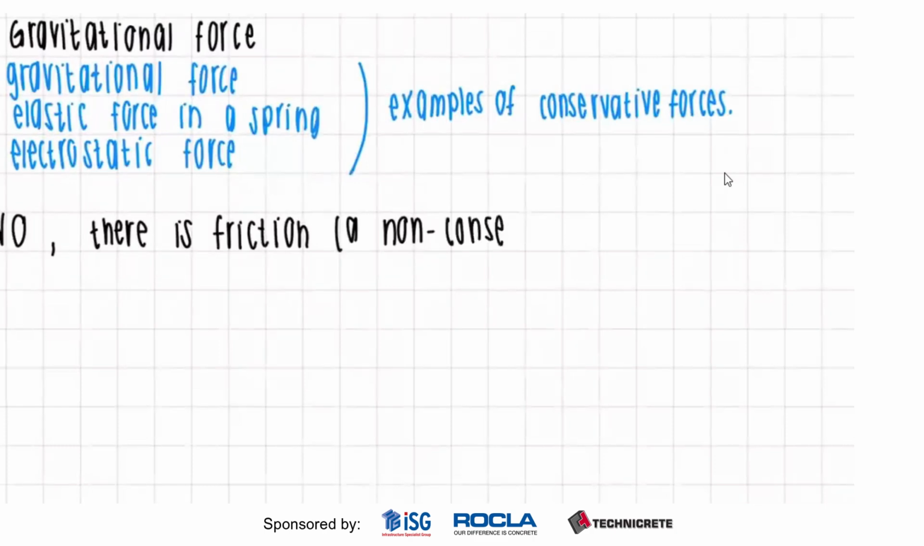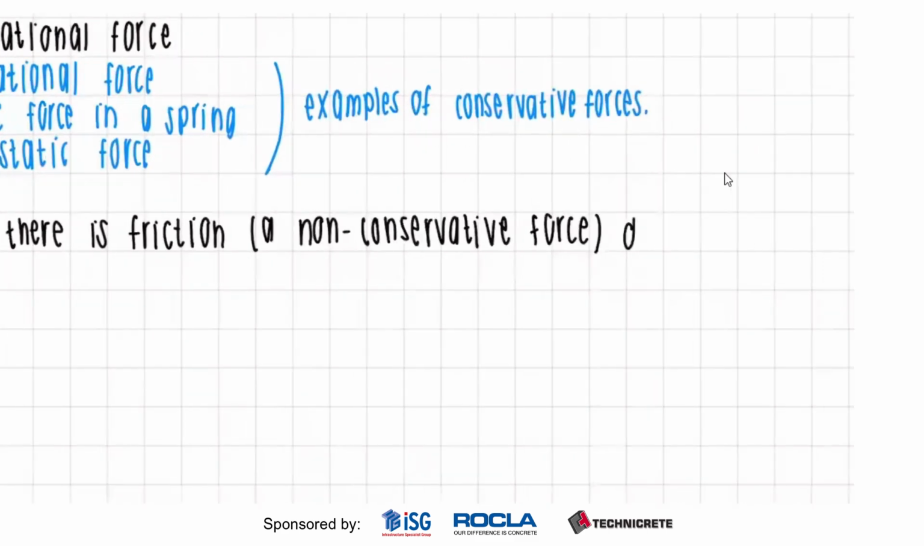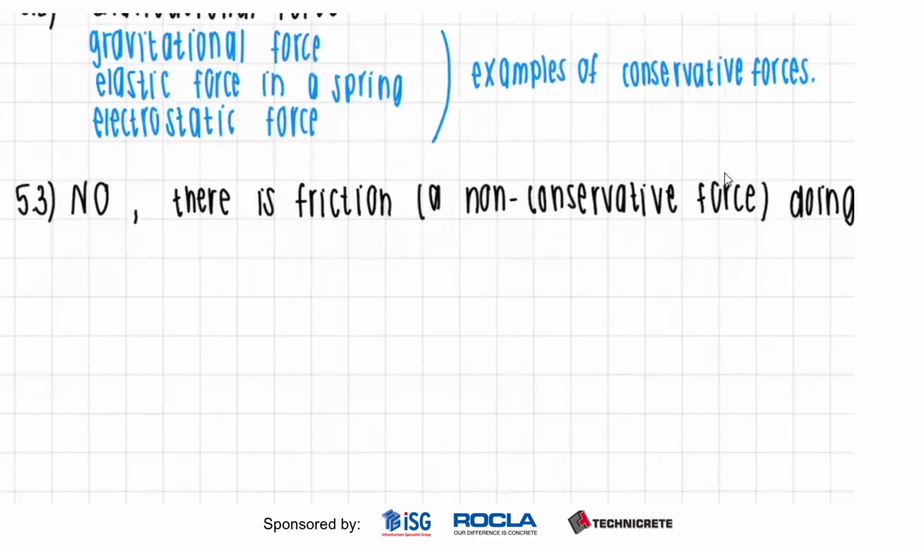So no, there is friction, a non-conservative force doing work, because friction is doing work on the system. Or you could say, no, the net work done by the non-conservative forces is not zero.